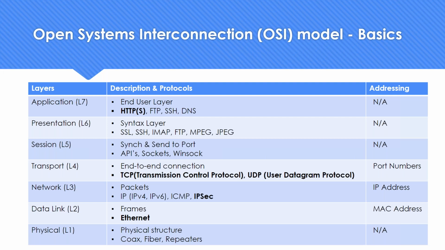And the last layers, we may talk a little bit about layer 2, Ethernet, all those things, in our advanced concepts of networking, which should be next week basically. And the last one is layer 1, where it's basically coaxial cables, fiber optics, all those things. This is the OSI model.